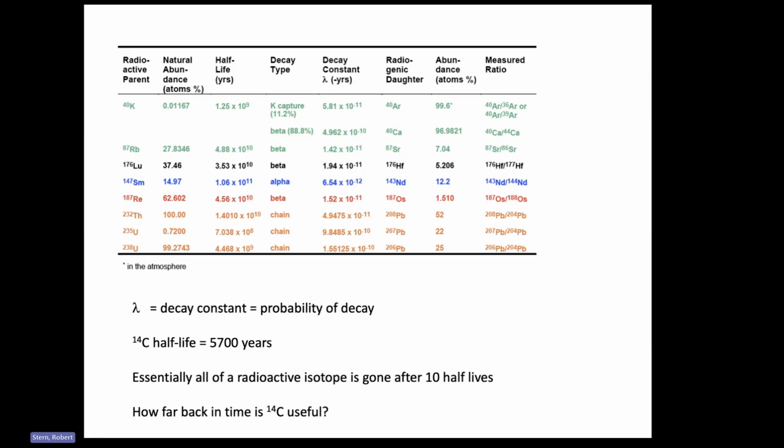One of the things that's worth knowing is that essentially all of a radioactive isotope is gone after 10 half-lives. So this tells you, how far back is carbon-14 useful, right? People think we're dating the dinosaurs with carbon-14, which we can't. But if you think about it, does anybody want to take a shot at this? If the carbon-14 half-life is 5,700 years, how far back in time can we usefully use carbon-14 to date anything?